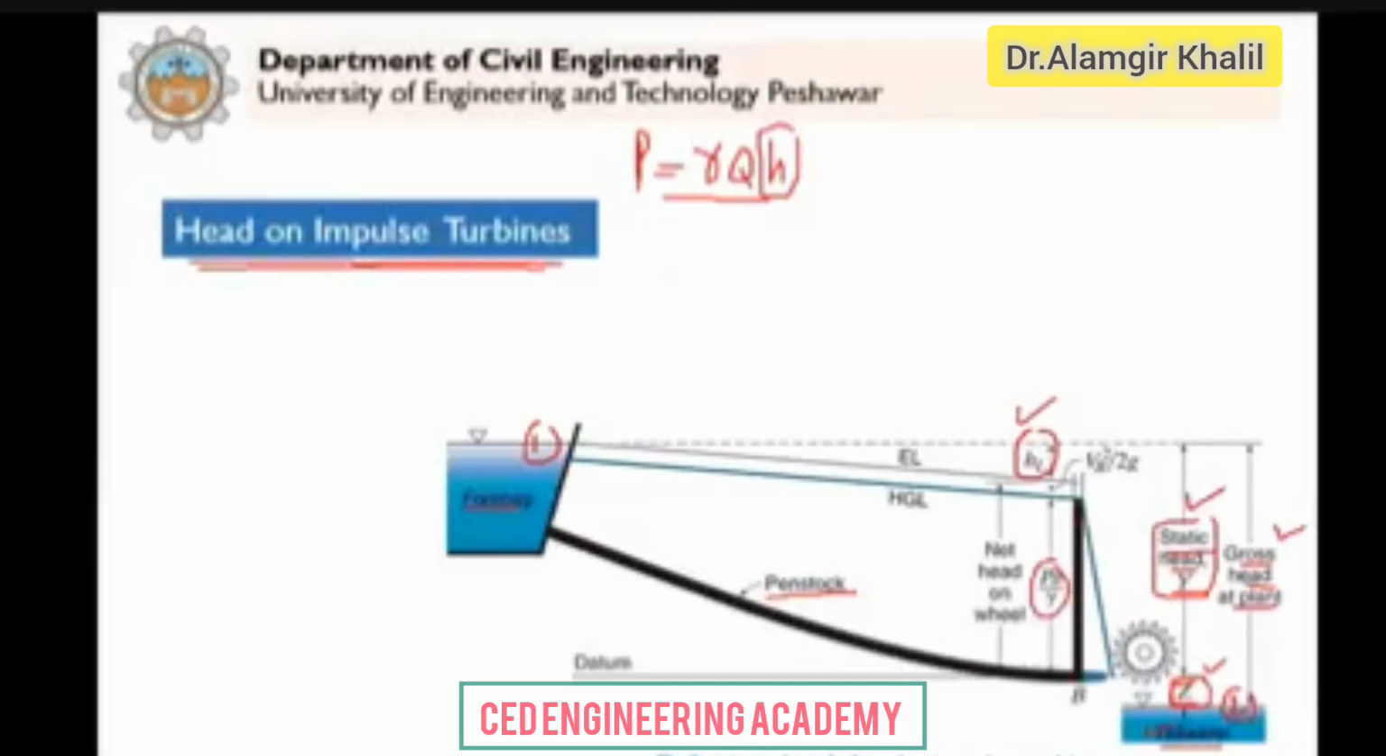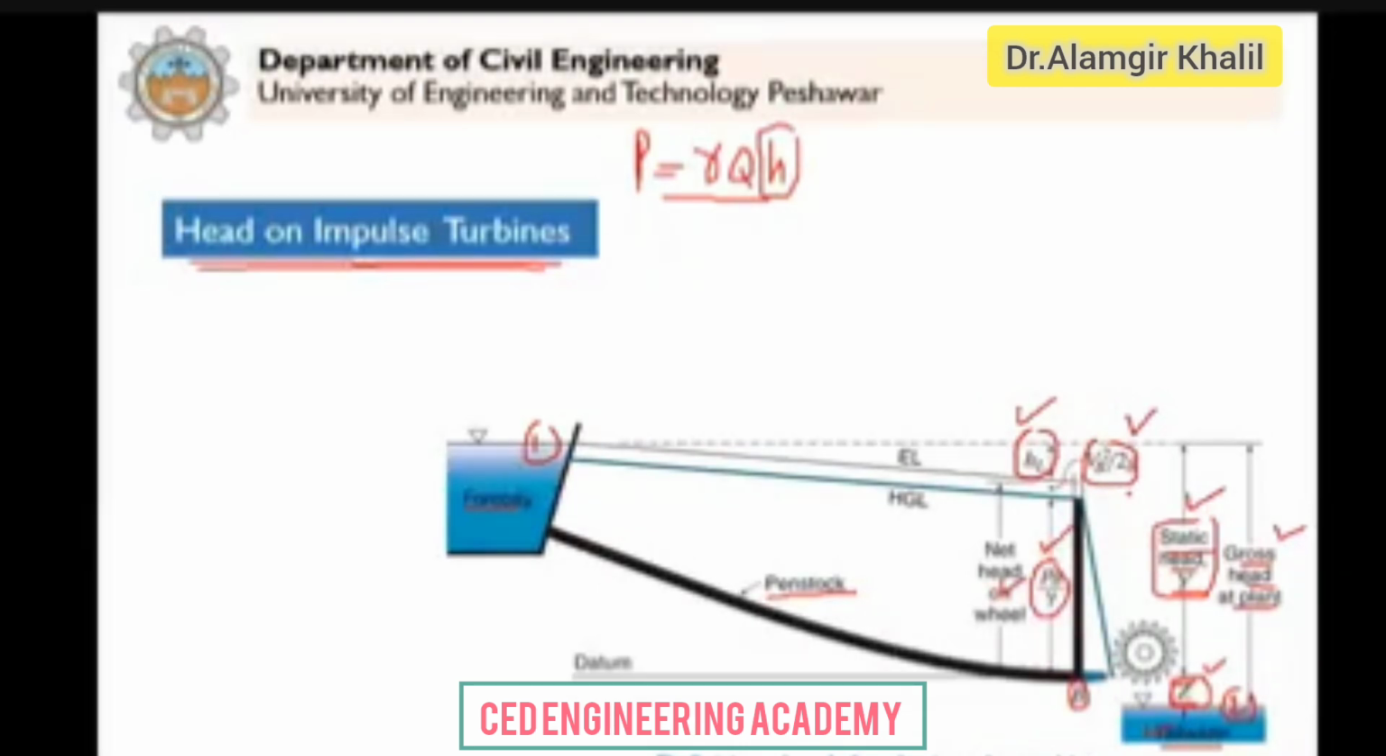It is Pb by gamma plus Vb square by 2g just upstream of this nozzle. Because upstream of the nozzle, we have the pressure head and the velocity head. After the water passes through the nozzle, this pressure head is converted into velocity head, because the water striking the vanes or the blades has only kinetic energy. So that's why we consider the point upstream of the base of the nozzle, and we can consider Pb by gamma and Vb square by 2g.